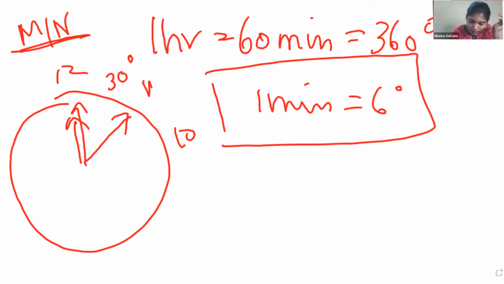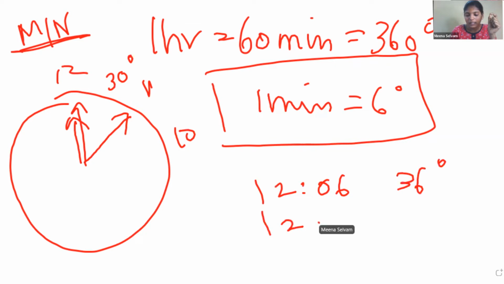Next, when it is 12:06, it covers another 6 degrees, so 36 degree. 12:07 means it covers another 6 degree, so it's 42 degree. Like at 6 degree variation, it moves and finishes off the 360 degree rotation. Are you clear with the degree calculation, children?